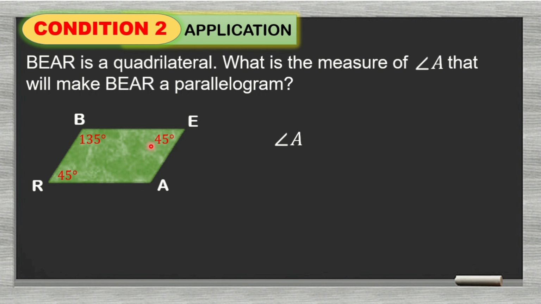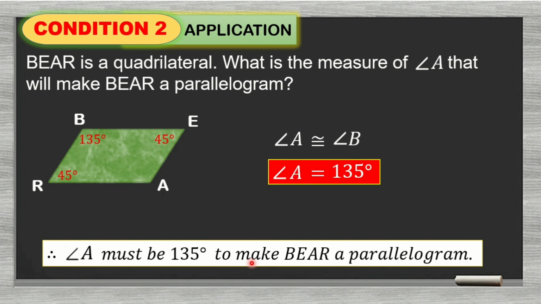So, condition number 2, opposite angles are congruent. So, angle B. Next ay substitution. So, since angle A ang hinahanap natin, copy lang natin yan. Tapos, yung measurement ng angle B, which is 135 degrees. So, equals to 135 degrees. Okay, therefore, angle A must be 135 degrees to make BEAR a parallelogram.